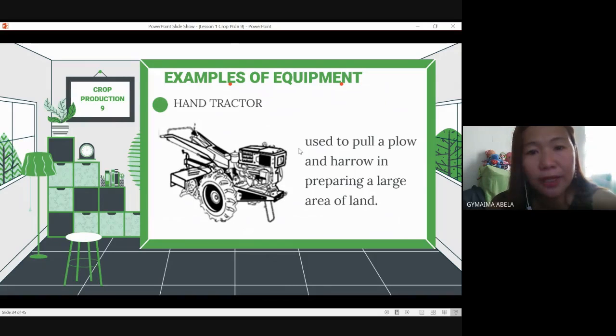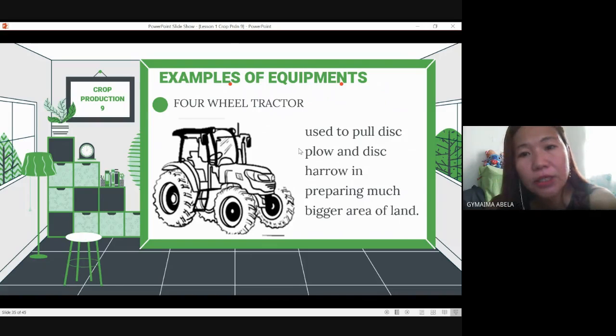We have the example, the hand tractor or two-wheel tractor. The hand tractor is used to pull a plow and a harrow in preparing large areas of land. This one is used to pull the accessories while preparing large areas of land. Also, we can attach a cart to transport the farm inputs from the market to the farm or the farm products from the farm to the market.